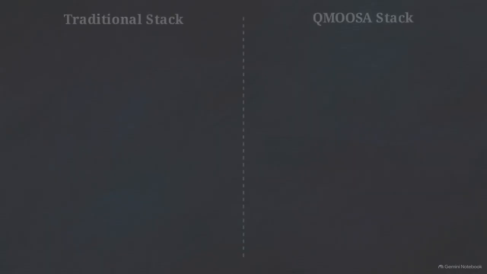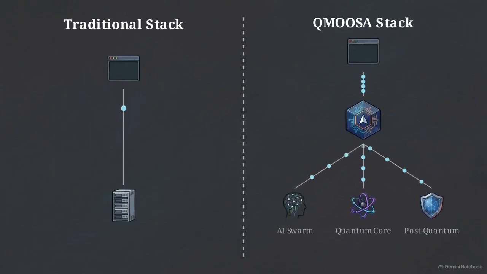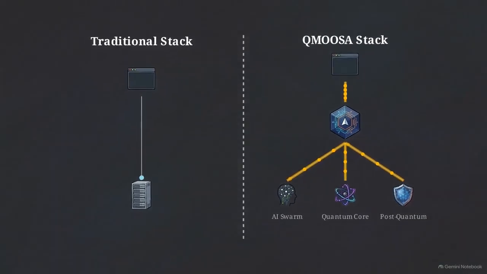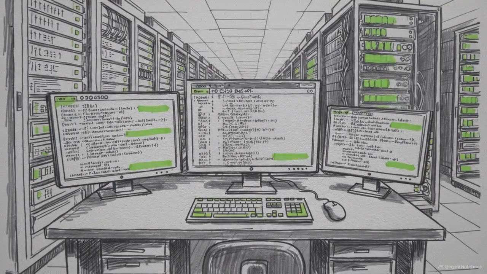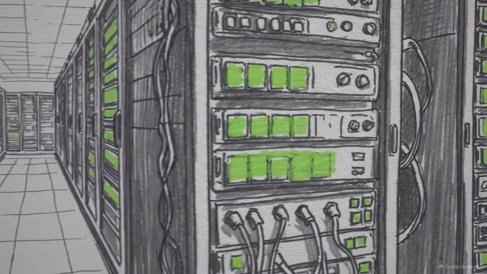This diagram shows the difference. On the left is a traditional request and response cycle. On the right is QMOOSA, taking standard web requests and routing them to specialized compute nodes for AI, quantum mechanics, and cryptography. To understand how it routes and computes this data without crashing, we are going to reverse engineer its system architecture diagram from a blank canvas. By mapping this out, we'll see exactly how mathematically intense engines operate securely behind standard continuous deployment workflows.